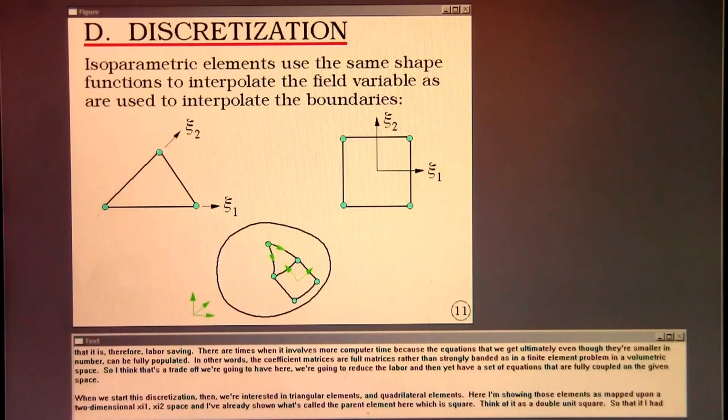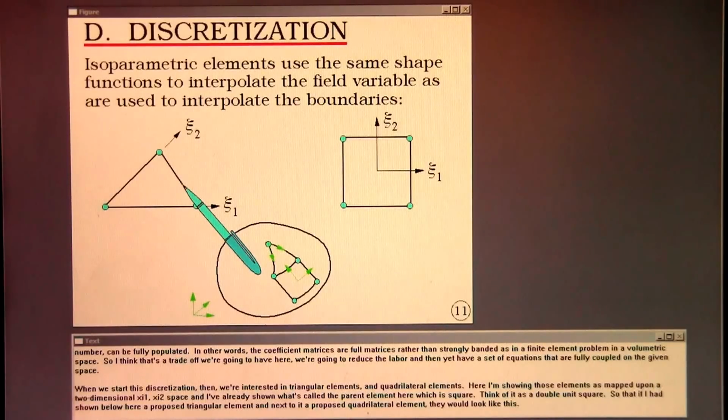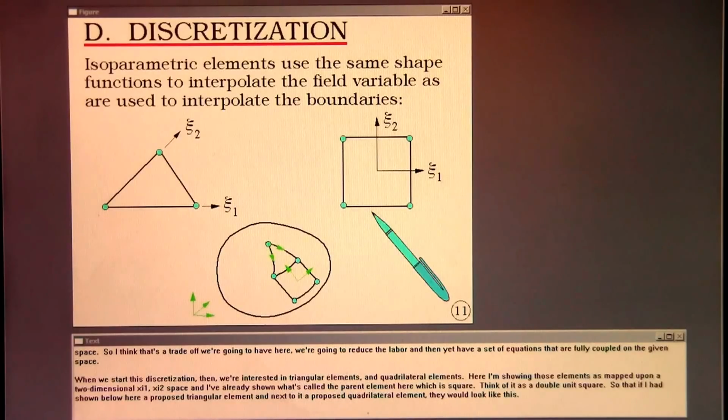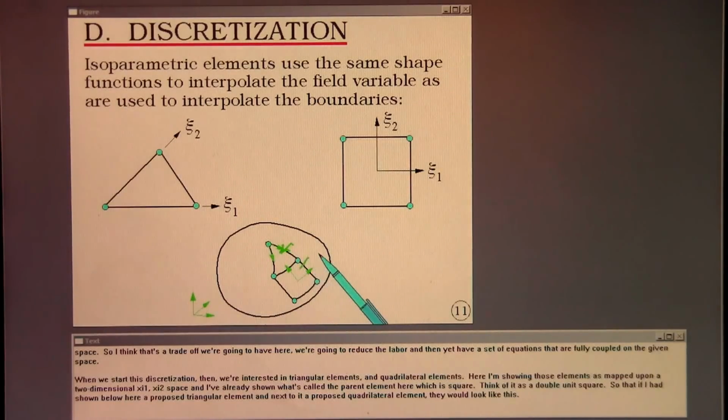When we start this discretization, then, we're interested in triangular elements and quadrilateral elements. Here I'm showing those elements as mapped upon a two-dimensional ξ1, ξ2 space, and I've already shown what's called the parent element here, which is square. Think of it as a double unit square. So if I had, as shown below here, a proposed triangular element and next to it a proposed quadrilateral element, they would look like this.